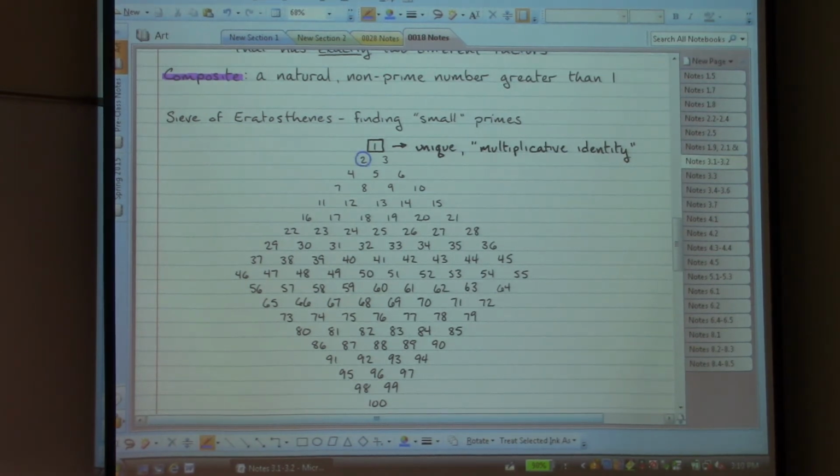So let's circle that. And now let's work through our arrangement of numbers and cross out any numbers that have a factor of 2. Or another way we could say it is, let's cross out any number that can be divided by, divisible by, 2. Which means all of our even numbers are going to be crossed out from our list.